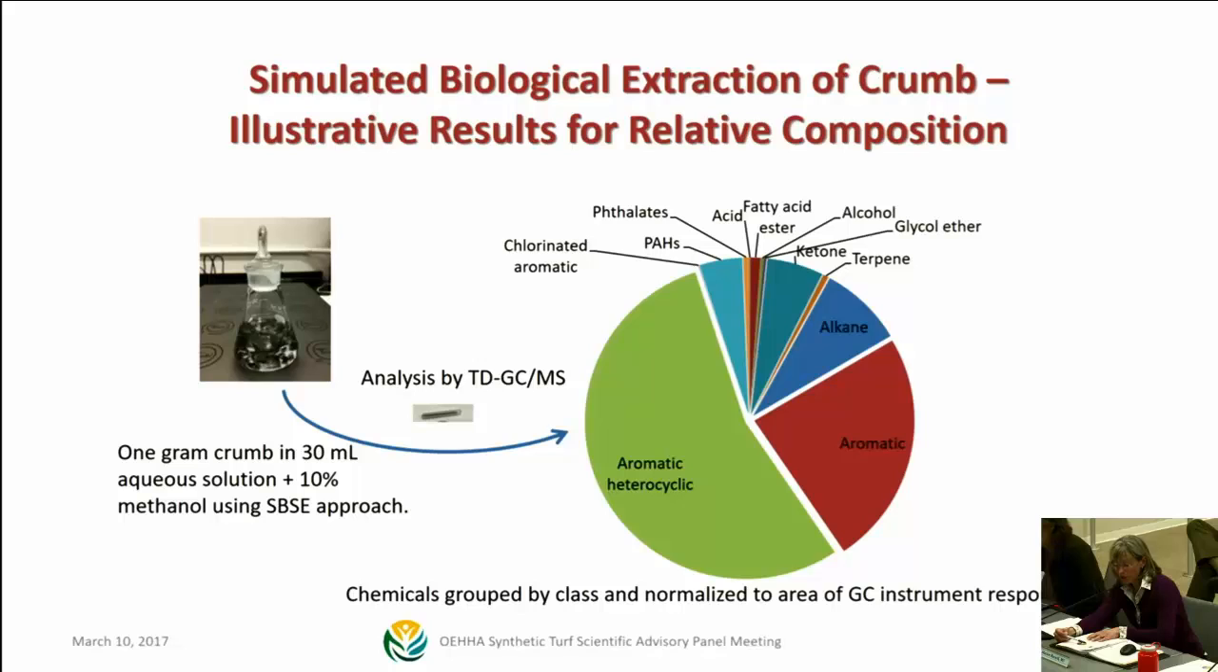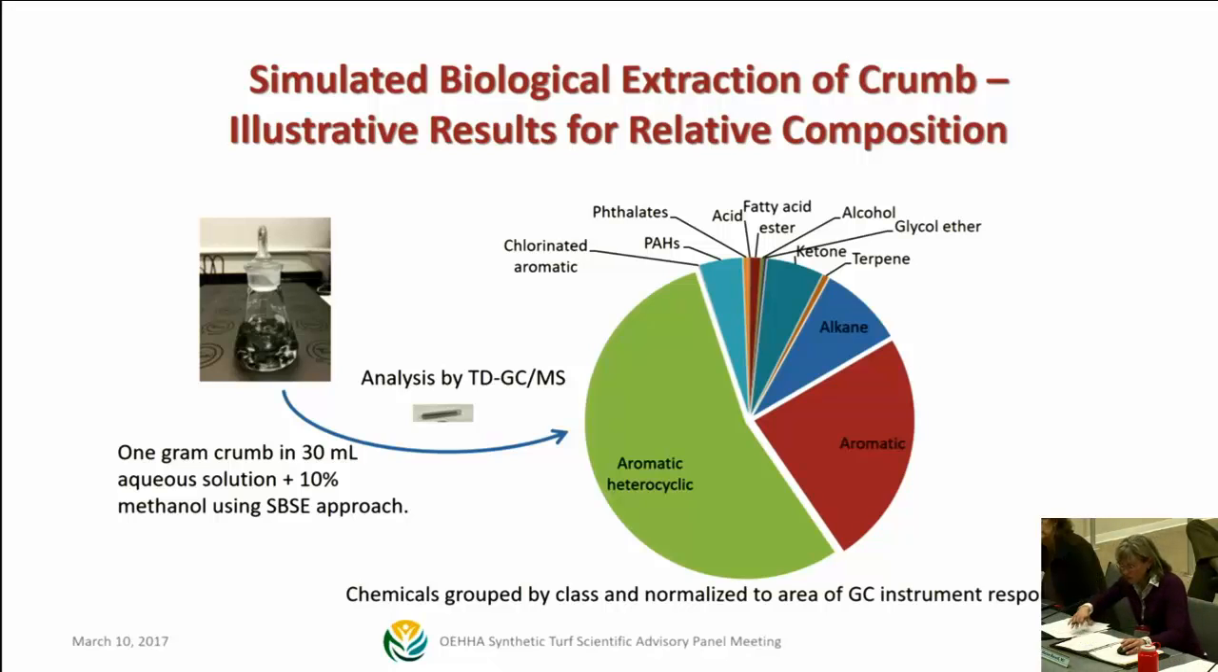So the stir bar was analyzed for VOCs by our thermal desorption process and GCMS analysis. The pie chart is showing the range of chemicals we found, and these are grouped by chemical class and just by the percent area normalized to the GC response of the instrument. So we identified 72 chemicals, and over 50% of them were heterocyclic compounds that represent the chemical signature of rubber. We also found a large percentage of aromatics and polycyclic aromatics.